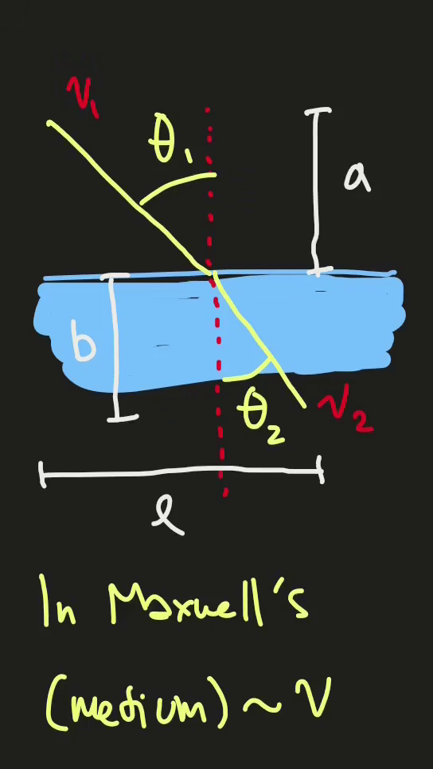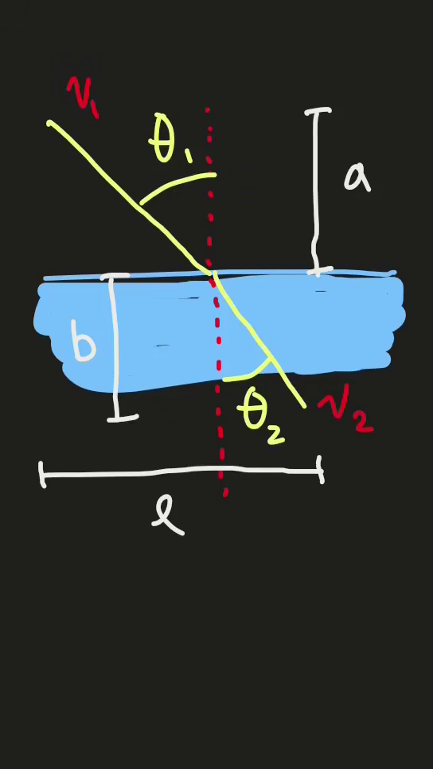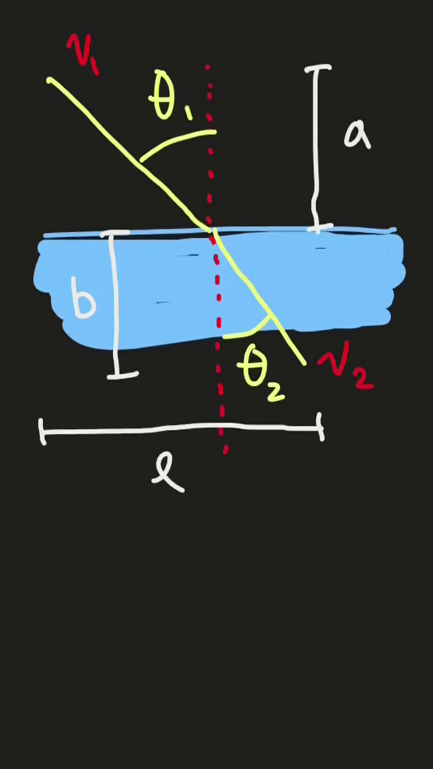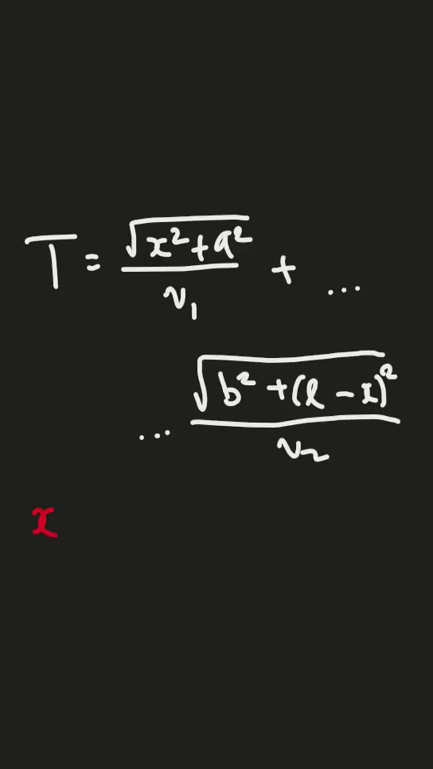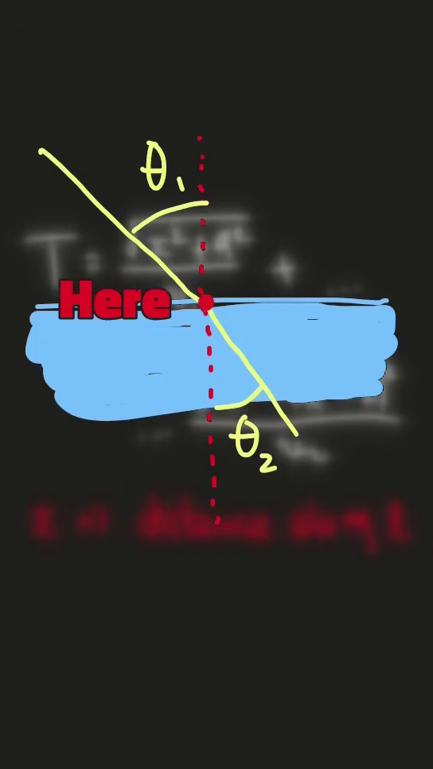So by this scenario, the total time for the light to travel between beginning and ending is given by this equality, in which x here is the distance along L that parameterizes the position of the light beam in the different media. In this scenario, x is measured from the beginning.